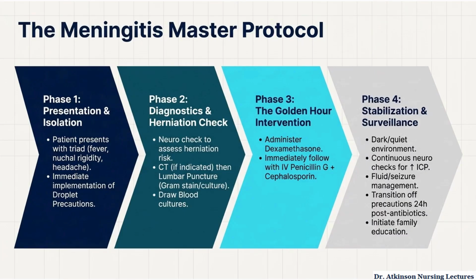This slide brings the entire clinical sequence together. First, recognize the classic presentation and immediately initiate droplet precautions. Next comes diagnostic evaluation, with herniation risk assessment, CT if indicated, lumbar puncture, and blood cultures. Then comes the golden hour intervention, dexamethasone and rapid IV antibiotics. Finally, stabilization focuses on neurologic surveillance, seizure and fluid management, environmental control, and ongoing patient and family education. In meningitis, rapid recognition and rapid intervention save lives.